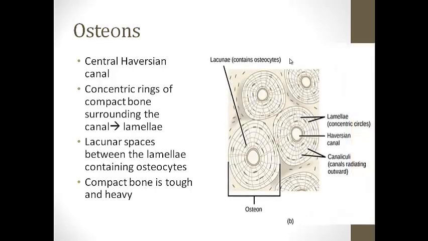Okay, so this is another section. In the middle here, this is the haversian canal, and it's surrounded by the concentric circles of compact bone, which are called lamellae. And then you can see these black dots here. Those are the lacunar spaces where we find the osteocytes. Remember, osteocytes are basically bone cells that have been surrounded by matrix, and they're found in these little spaces called lacunae, similar to cartilage. And each of these separately is called an osteon.